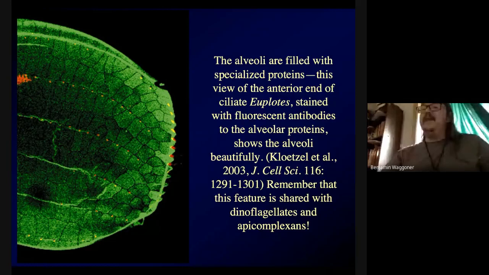And remember, the apicomplexans have this too. Dinoflagellates, which is the third group of alveolates that we'll mention today, has this too. Okay, right. What about the parasites? There aren't that many, and there's really only one that's much of a parasite in humans. And it looks like this.